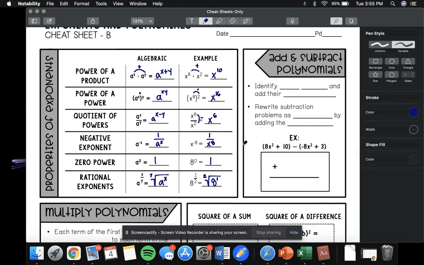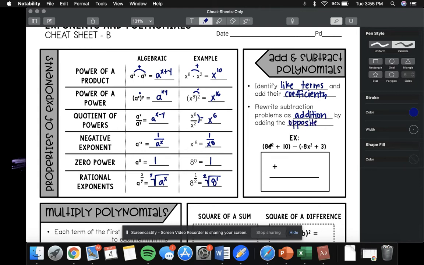Okay. Then we added and subtracted polynomials. So first we have to identify like terms and add their coefficients. Okay. And then we can subtract a couple different ways. We could rewrite problems as addition, by adding the opposite. Most people liked this.